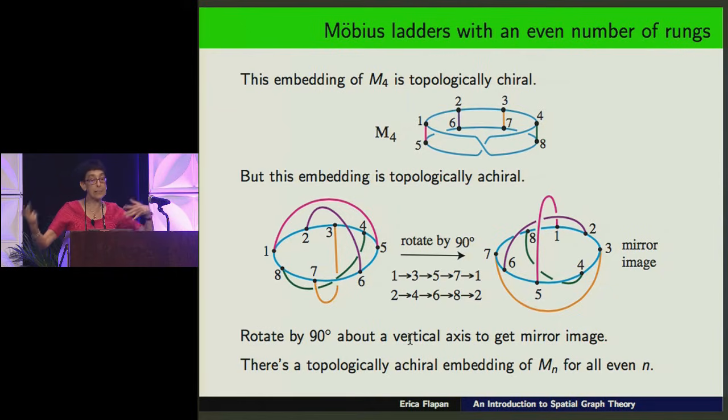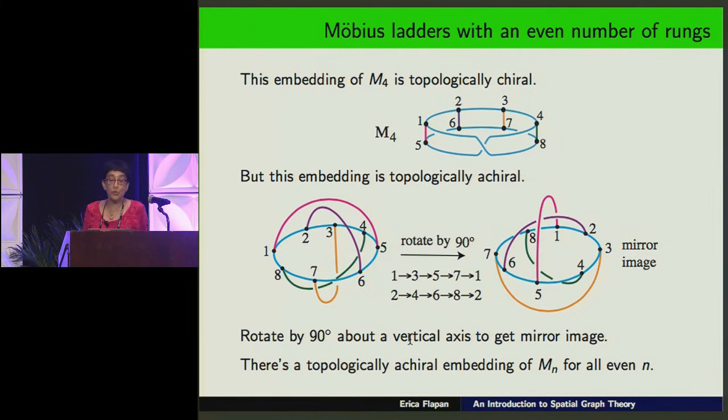And the purple is exactly the mirror image of where the green arc was in the original picture. So you can see that I've actually rotated the molecule to its mirror image. So this tells you that the molecule is in fact, this is a graph, it's not a molecule, sorry. I've rotated the graph to its mirror image, which shows you that this particular embedding of M4 is topologically achiral, because I can change it to its mirror image.